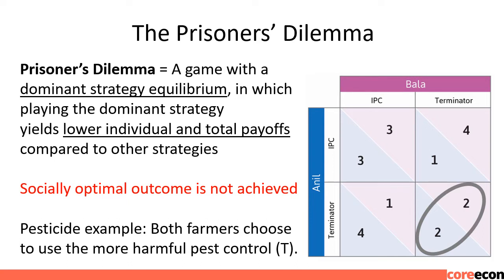Thus the dominant strategy equilibrium is Terminator, Terminator. The socially optimal outcome is not achieved. They would have higher payoffs with IPC, IPC.